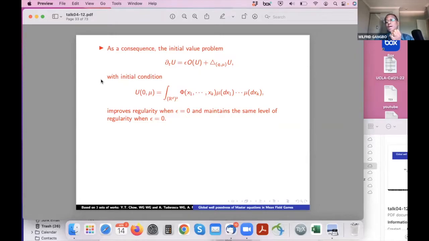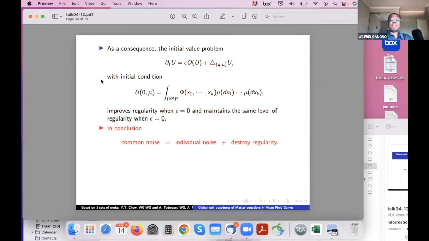It improves regularity, whereas the partial Laplacian maintains regularity. So if you want to understand why the partial Laplacian doesn't improve regularity at all, you look at, for instance, the harmonic functions. You solve the equation Laplacian of u equal to 0. You look at these harmonic functions and you see that they have no regularity property.